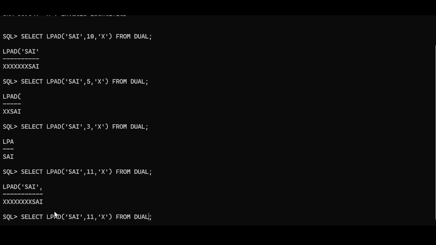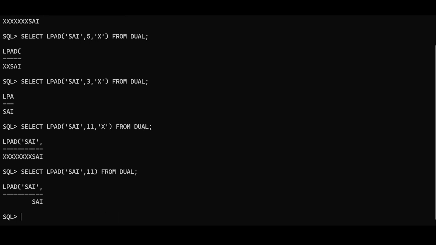If you are not specifying any character as the third argument, then by default the spaces will be filled. If you're defining a character, that is well and good. If you're not defining any character, by default the spaces will be filled. The same thing applies for the rpad also.